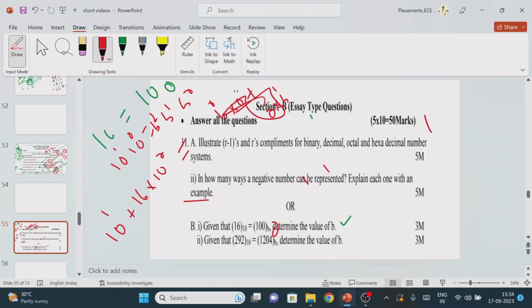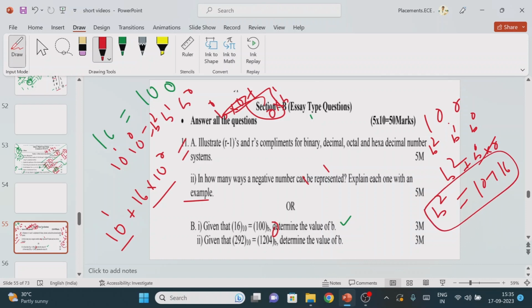Let me tell you, for 1 0 0, this is b power 0, b power 1, b power 2. So b power 0 into 0 will be 0, plus b power 1 into 0 will be 0, and now b square into 1 means b square. So b square equals 10 power 0 plus 16 into 10 power 1. We need to write this value down, and this is the value we are going to get.